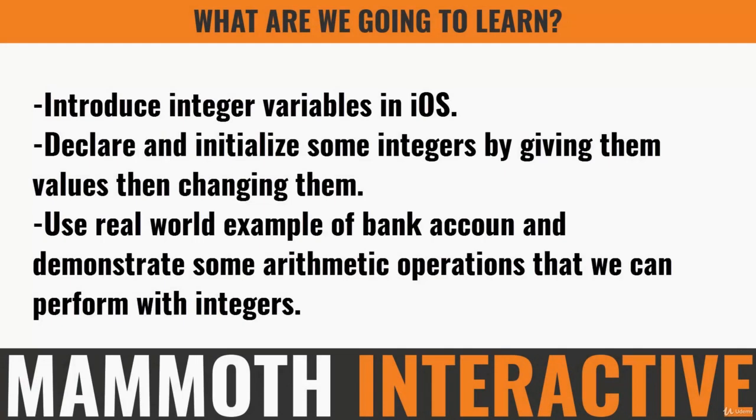In this part of the tutorial, we're going to introduce the integer type variable in the iOS platform. First we're going to declare and initialize some integers by giving them values, and then we're going to change them later on in the code. We're going to solidify the examples using real-world examples of bank accounts, and we're going to demonstrate some arithmetic operations that we can perform with the integers that we've declared and initialized.